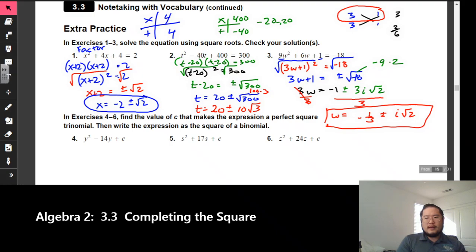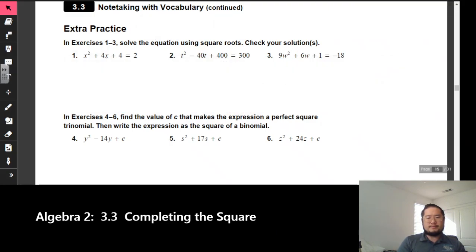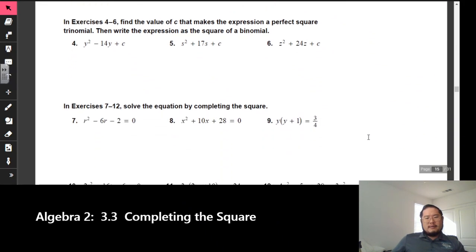All right, let's go to the next part. Number 4 says write the value of c that makes the expression a perfect square trinomial. Remember, in numbers 1, 2, and 3 we were able to factor the trinomial nicely, and it worked out. However, right here, this is another piece to completing the square. Remember, step 1, let's isolate the c term. And then we take the b term, divide it by 2, and then square it. So that's what I'm going to do right here.